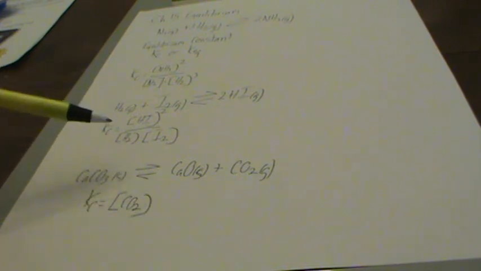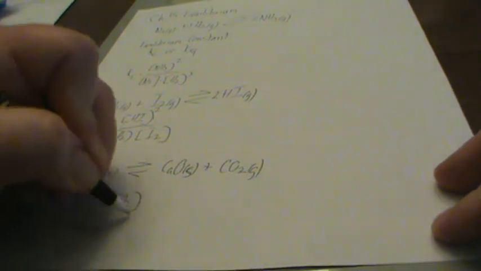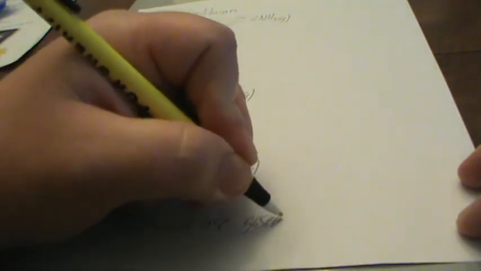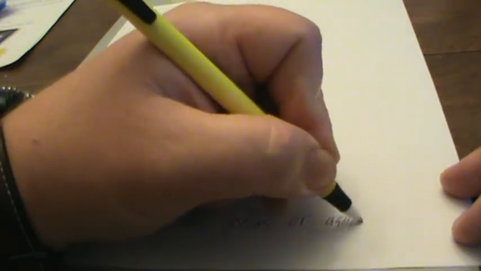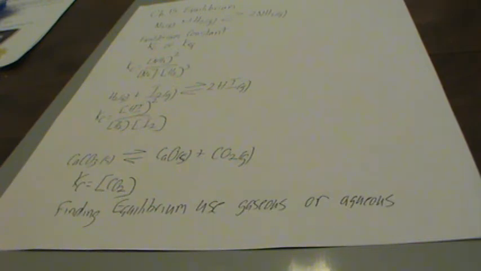Now the reason why I didn't put calcium carbonate or calcium oxide into the formula is because when we find equilibrium, we only use gaseous or aqueous reactants or products. Anything that is a solid or liquid we leave out because their concentrations, or their pressures if we were going to be using pressures, don't change that much.